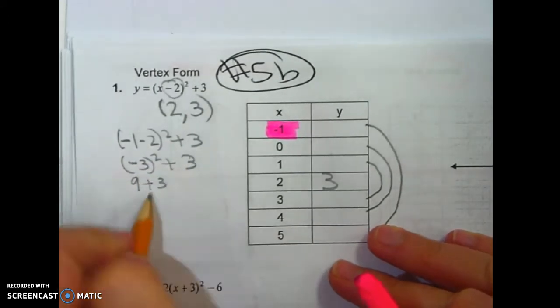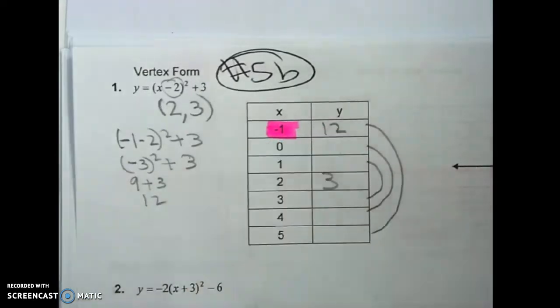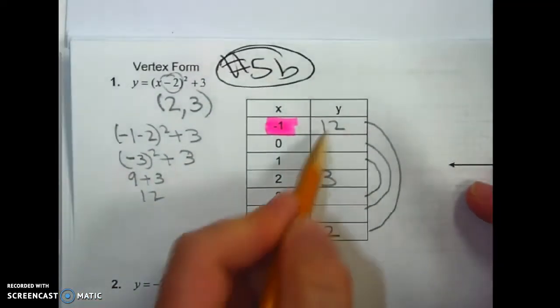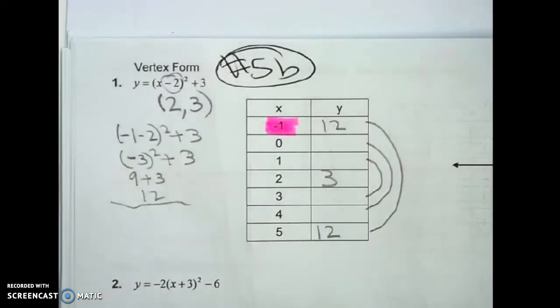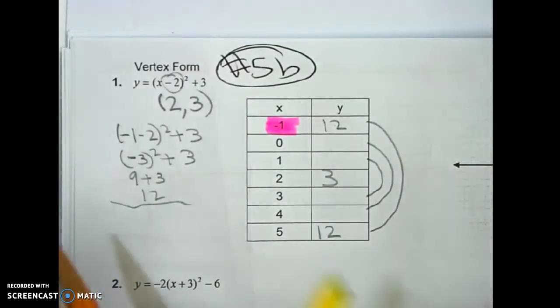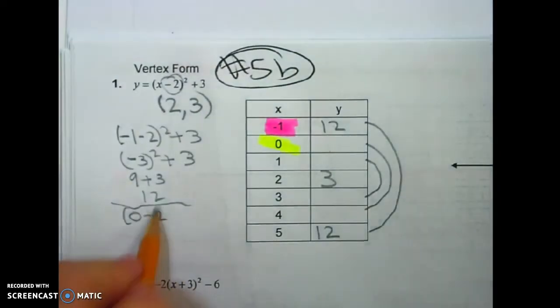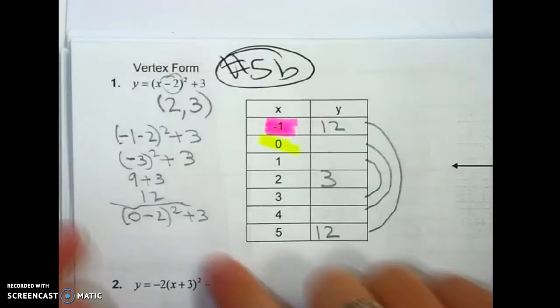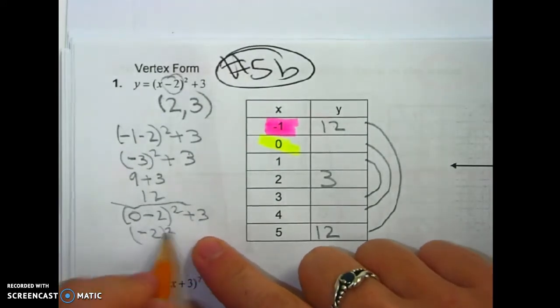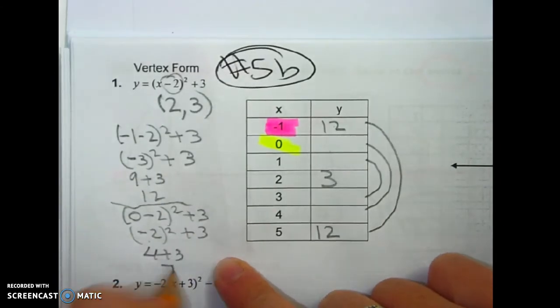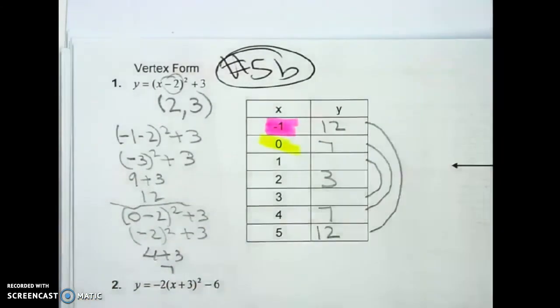Show all your work. Even though you're allowed to use a calculator, you still have to show me that you don't need a calculator. Since that's 12, this is 12. Now I'm going to try 0. So I'm going to plug in 0. 0 minus 2 squared plus 3. 0 minus 2 is -2 squared plus 3. When you square a negative, it turns positive, and that's 7. Since that's 7, that's 7.